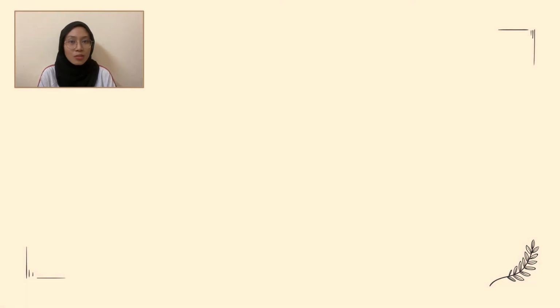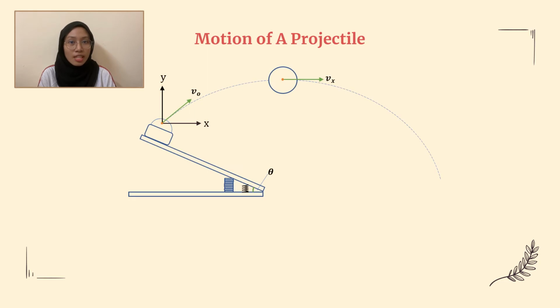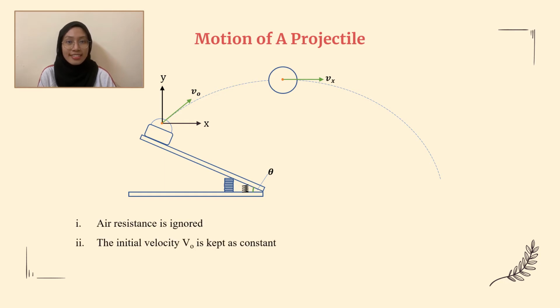The diagram shows the projectile motion of the object when the catapult is released. Note that in this project, the air resistance is ignored and the initial velocity of the object is kept constant.